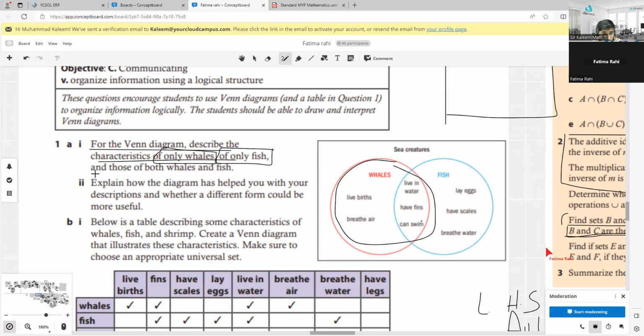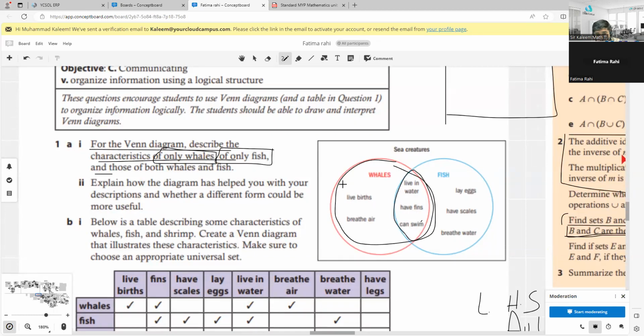Okay. After that, you just have to describe those of both whales and fish. You just have to describe only the characteristics that are common in whales and fish. So these are only the properties that are common in whales and fish. These properties are in both whales and fish. It means they live in water, have fins, can swim.